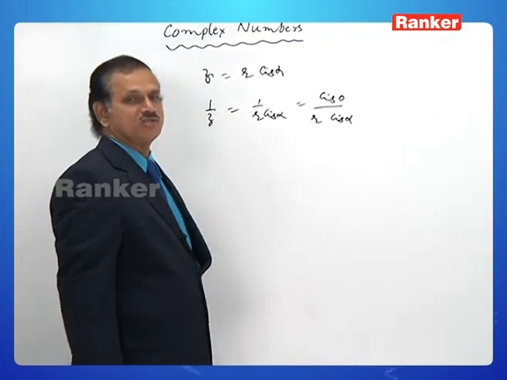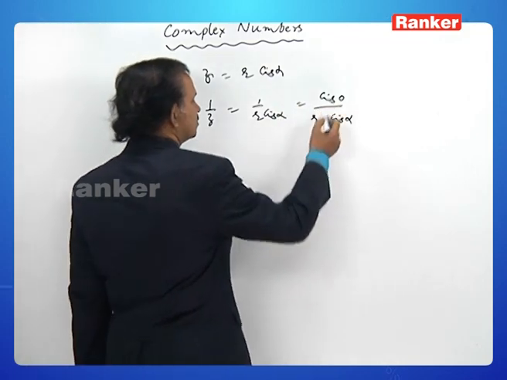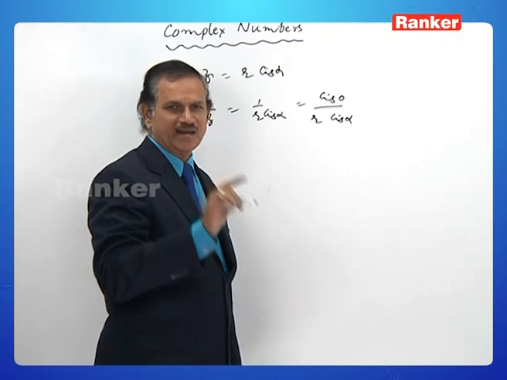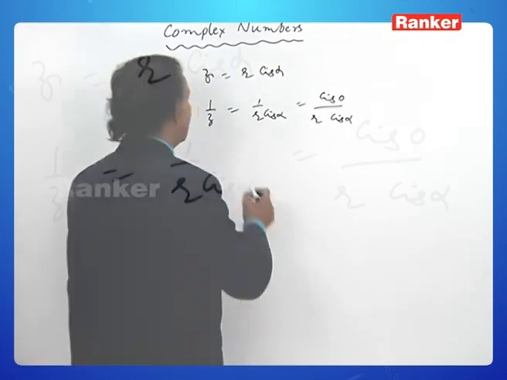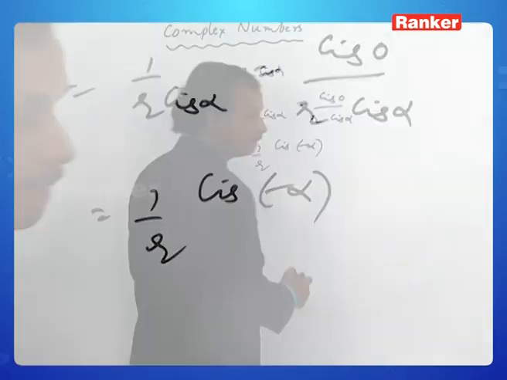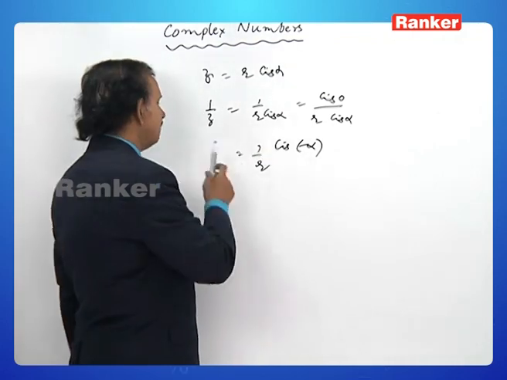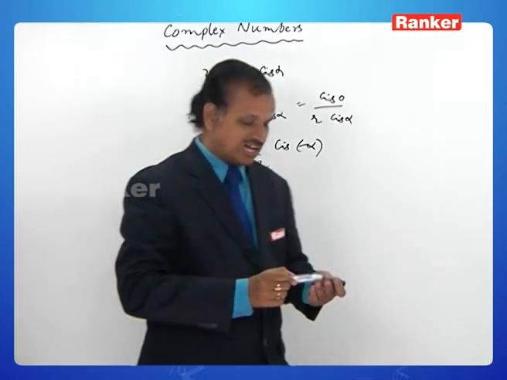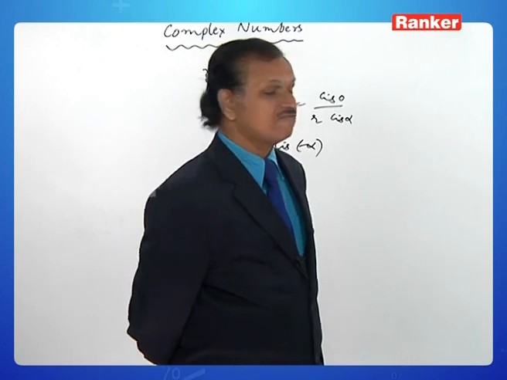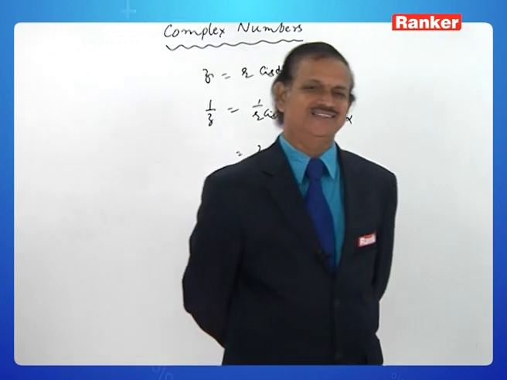Just previously we noticed that cis alpha by cis beta is cis alpha minus beta. What is cis 0? Cos 0 plus I sin 0, 1 plus I 0, is 1. Cis 0 by cis alpha is nothing but 1 by R into cis minus alpha. Amplitude of Z is alpha, then amplitude of 1 by Z is minus alpha, that is minus amplitude of Z.